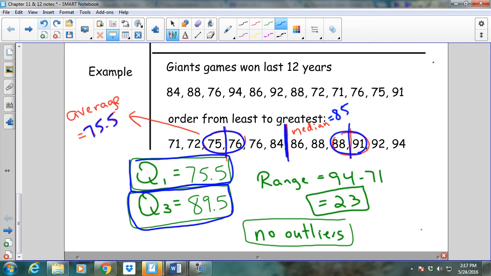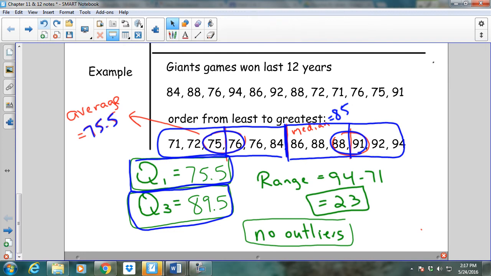So divide them into quarters; the middle of the lower half is 75.5, and then the middle of the upper half is 89.5. The range is the difference between the biggest number, which is 94, and the smallest number, which is 71, and that is 23. That's enough work to show how you did it.